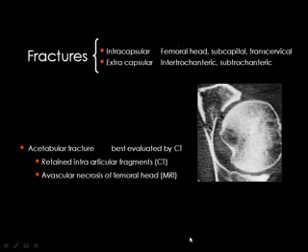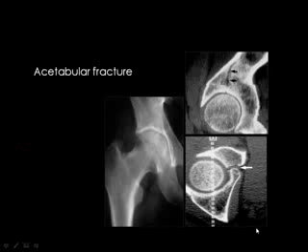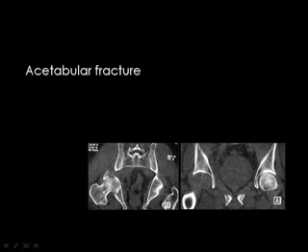Fractures are easily diagnosed in the region of the hip, especially with the use of multi-detector CT. And you should know that most of the femoral neck is intra-articular. Meaning that if you get a fracture here, it's an intra-articular fracture. These bone fragments are located inside the joint.